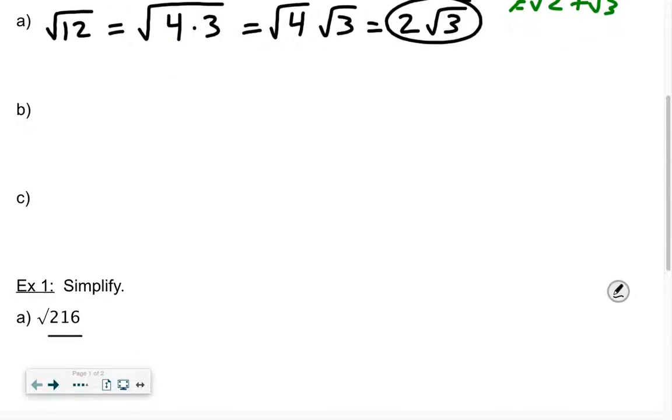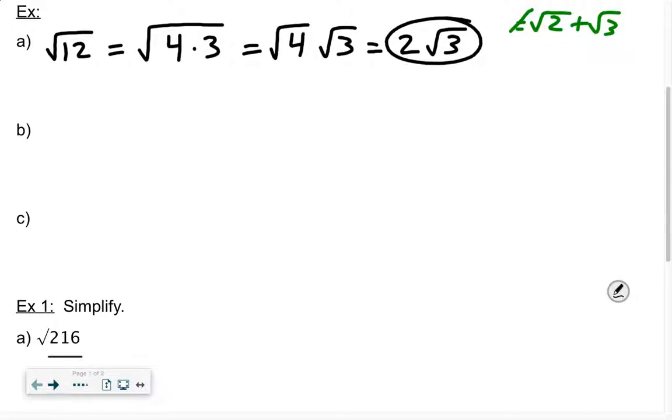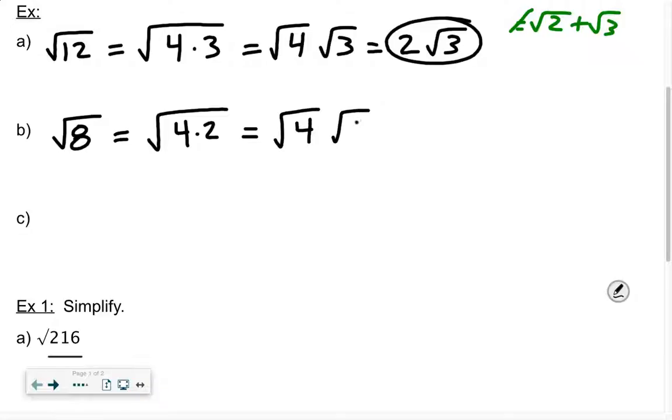Let's look at another one. If we look at the square root of 8, factors of 8 would include 4 and 2. So 8 is equivalent to 4 times 2. We didn't really change anything there. Now we break up our square roots. And we recognize that, again, 4 is a perfect square root. So we have 2 times the square root of 2. Let's take a look at another one.